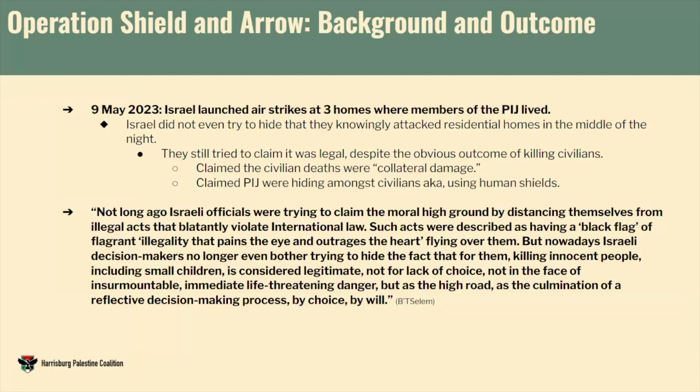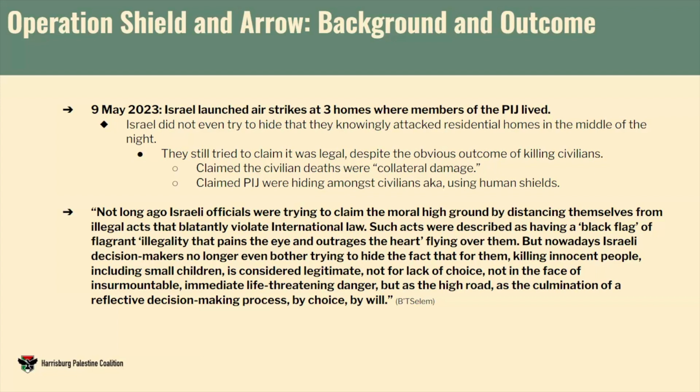On the 9th of May, Israel launched airstrikes at 3 homes where members of the PIJ lived. Israel did not even try to hide that they knowingly attacked residential homes in the middle of the night. They still tried to claim it was legal despite the obvious outcome of killing civilians. They claimed the civilian deaths were collateral damage, and they claimed that PIJ were hiding among civilians, aka using human shields. So them just simply being at home.